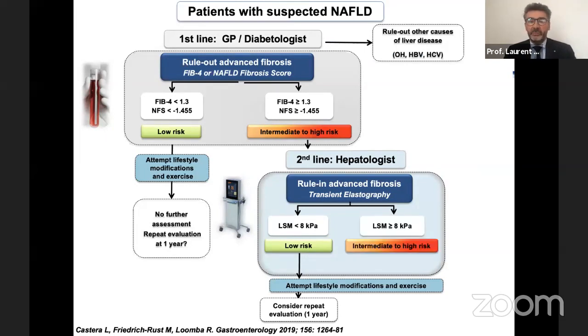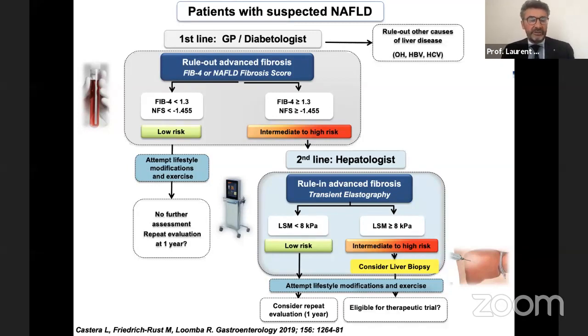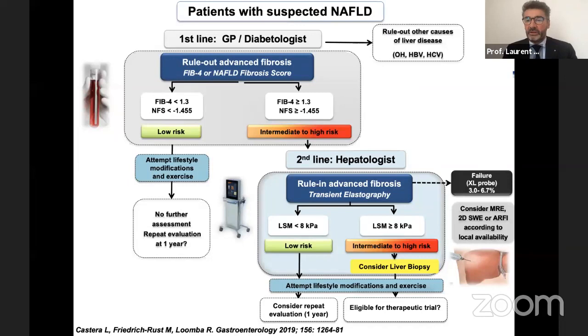If it's above 8 kilopascal, you're in the intermediate to high risk zone. And then you might consider liver biopsy in these patients according to the treatments that are available in your center, and if your patient is eligible for a therapeutic trial. In case of failure, then you might consider other techniques or other biomarkers.